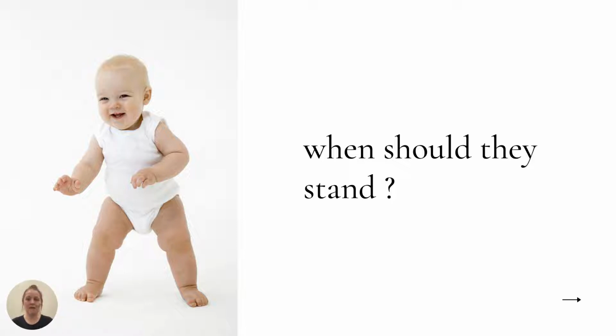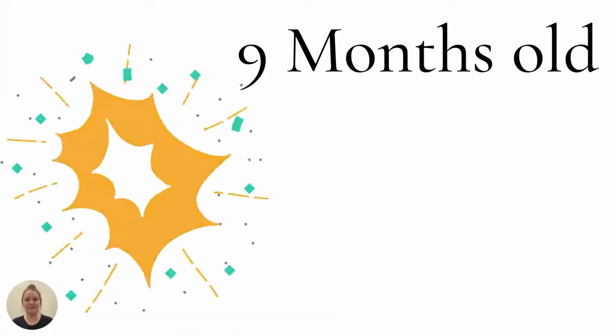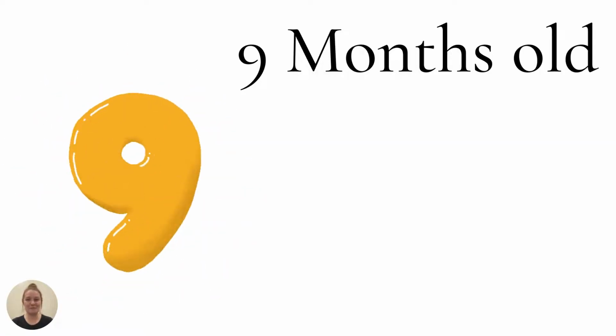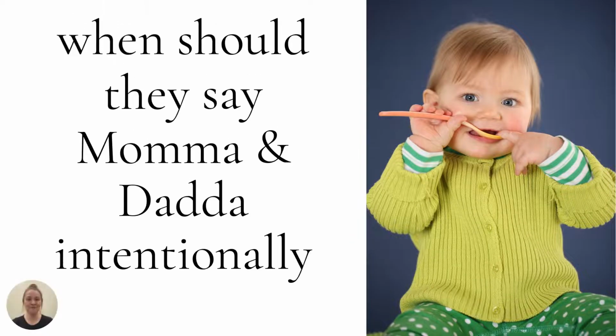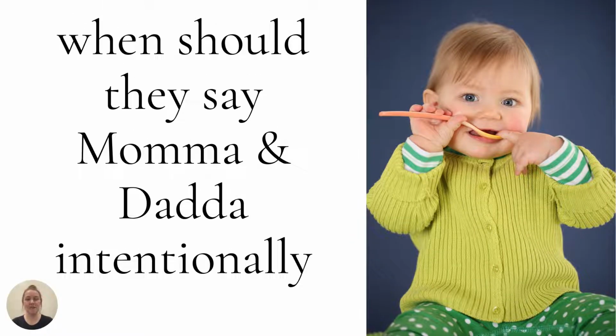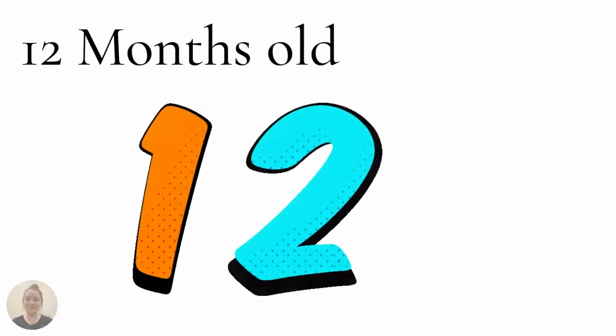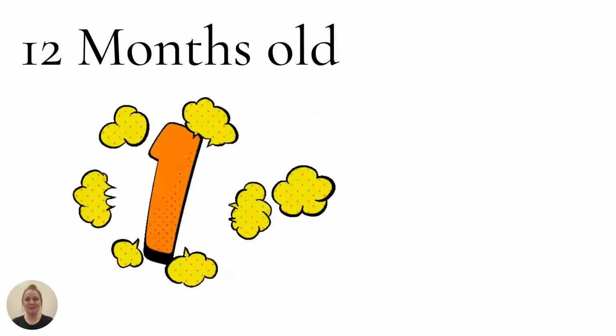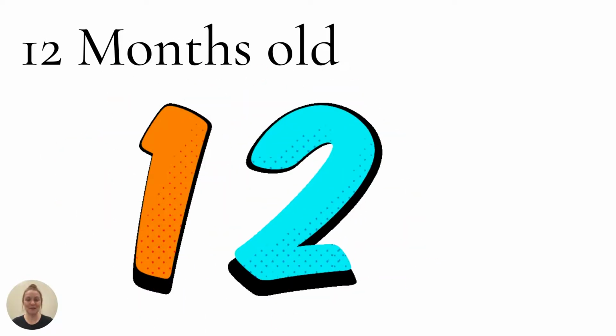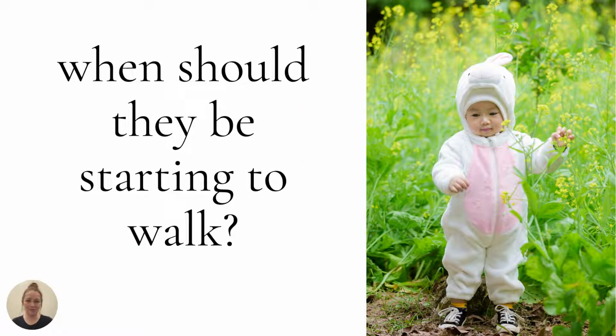So when should the baby be able to stand? We sit at 6 months and we stand at 9 months. 6 plus 3, and our repetitive pattern is then 9 months old. Next up, when should they say mama and dada intentionally? So we sit at 6 months, stand at 9 months. 9 plus 3 is 12. Don't you see how incredibly simple this 3 pattern is? And it really is helpful to commit this information to memory.